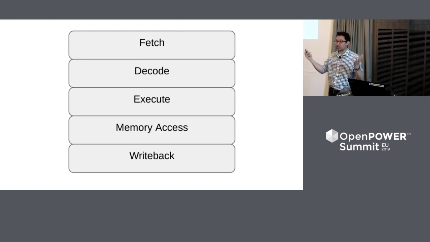Finally, you've got all this state. You might have loaded memory, you might have done an add. You need to now commit it. You need to write it back to, say, your register file. So that's kind of where we started, and that's, as I said, a really, really simple pipeline. If you look at CPUs today, the problem is that as frequencies go up, the pipelines grow.